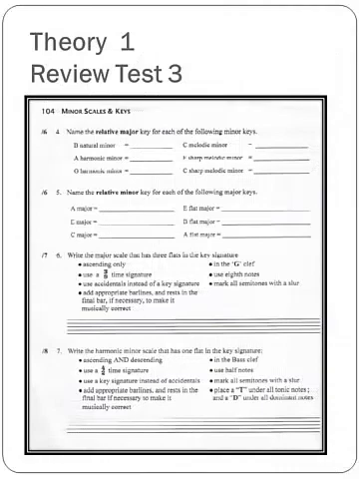Number 4 is on page 104. Name the relative major key for each of the following minor keys. Remember that when you're finding the relative major, you're going up 3 semitones from the minor. Number 5, name the relative minor key for each of the following major keys. So you're doing the opposite here. You're given the major key, so now you're going down 3 semitones to find the minor.